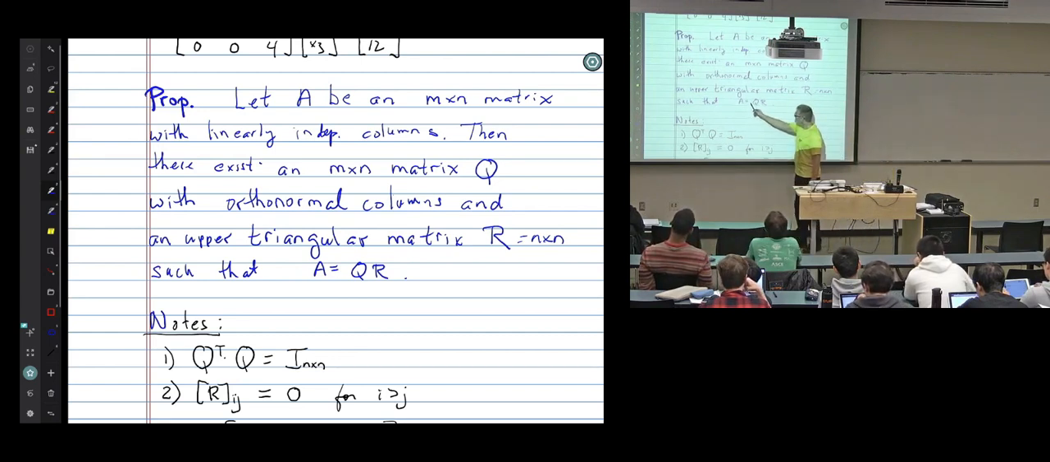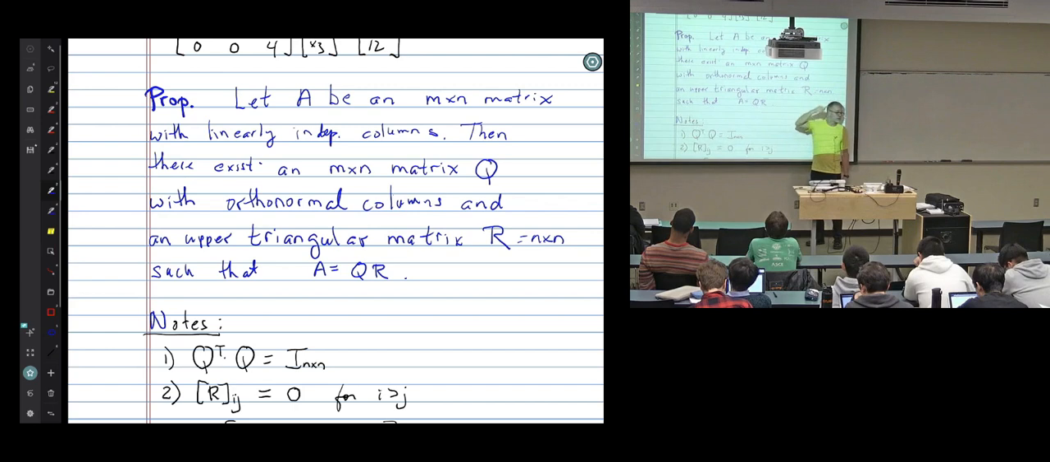So Q has the same number of columns as A. So how might I start out with A and produce a matrix with orthonormal columns? Gram-Schmidt, so I just do Gram-Schmidt and normalization. Okay? Bingo.